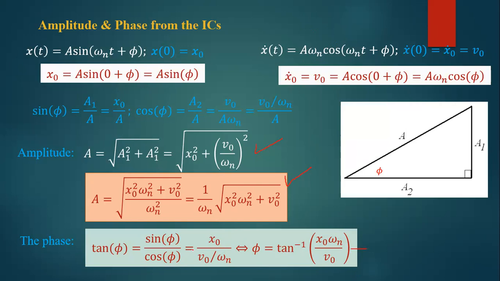X naught, v naught. So we invert it, and finally we get v naught tan inverse of v naught over x naught omega n. This is the phase.